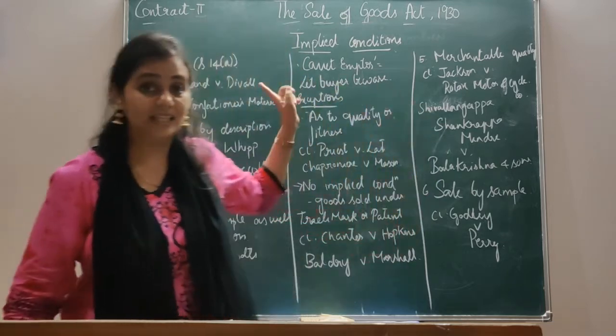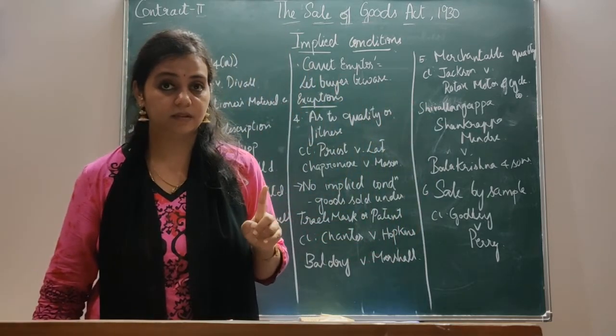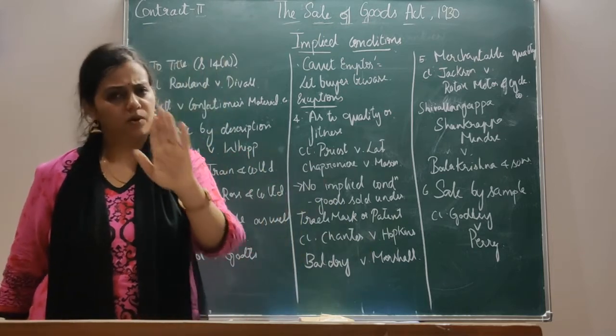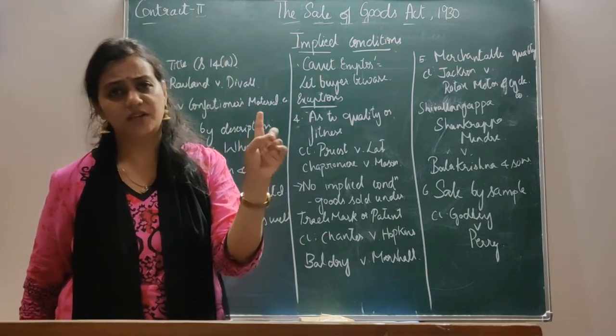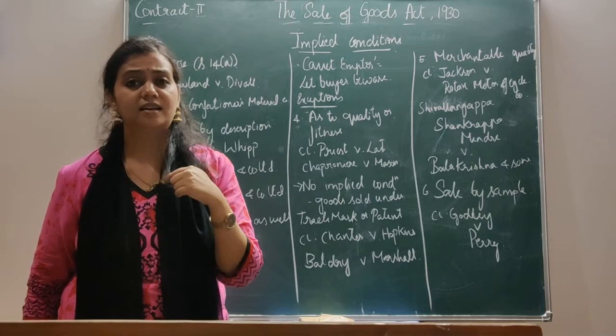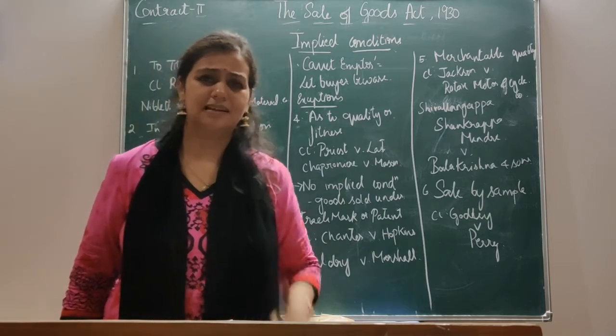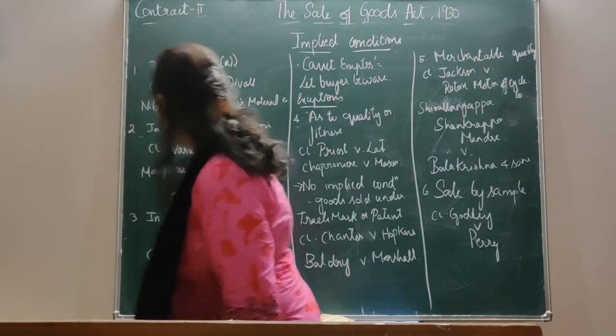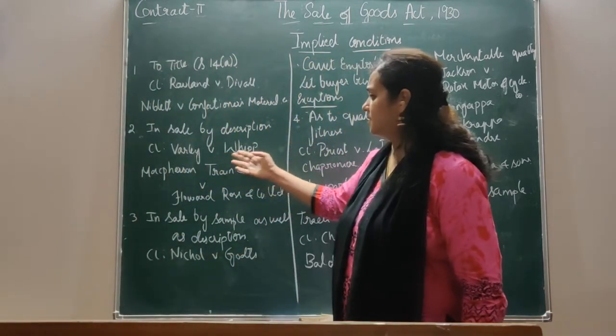I told you when conditions become warranty. So he can treat it as a breach of warranty, but the only thing is he cannot reject when he takes it as a warranty. He can only claim certain damages. That's all. Clear? Next, we have a case law for this, that is Marley versus Whip.